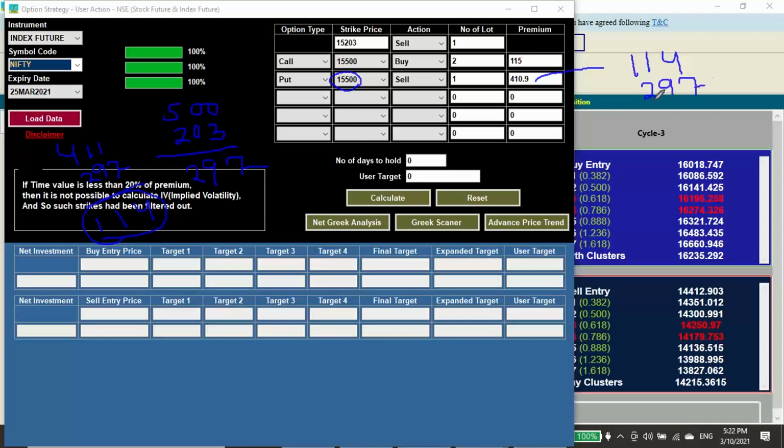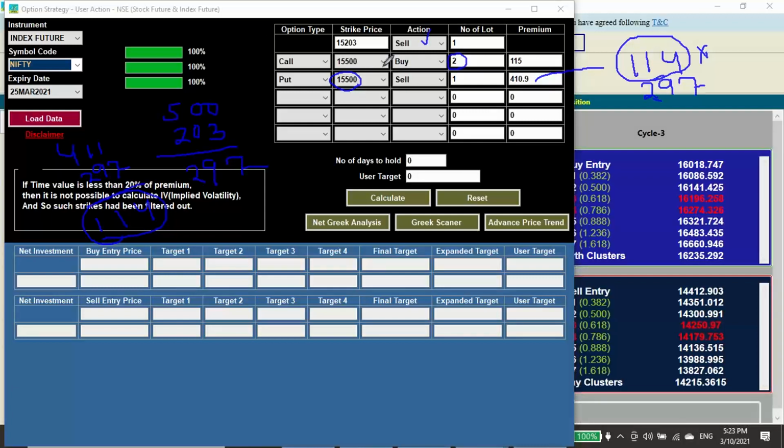So what I am going to do here, I am going to sell a future, and along with that I am selling a put option. So this 114 rupees of time value is a definite gain component for me. This is the time value gain I can get from this trade of selling a future and selling a put option. So I am utilizing this 114 rupees to buy one more additional lot here, a 15,500 call option.